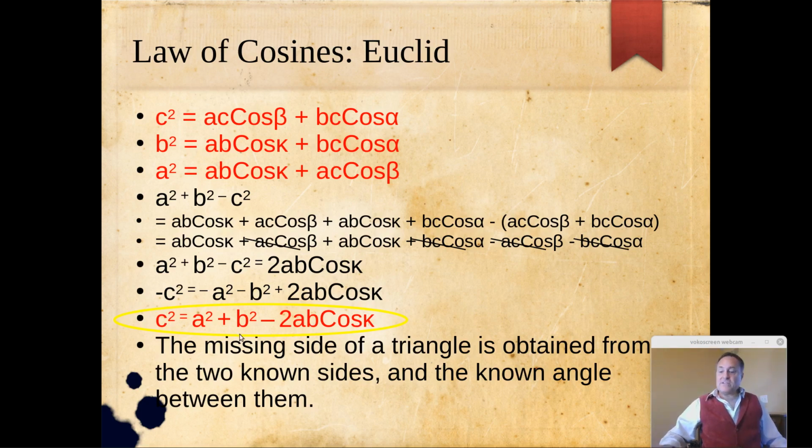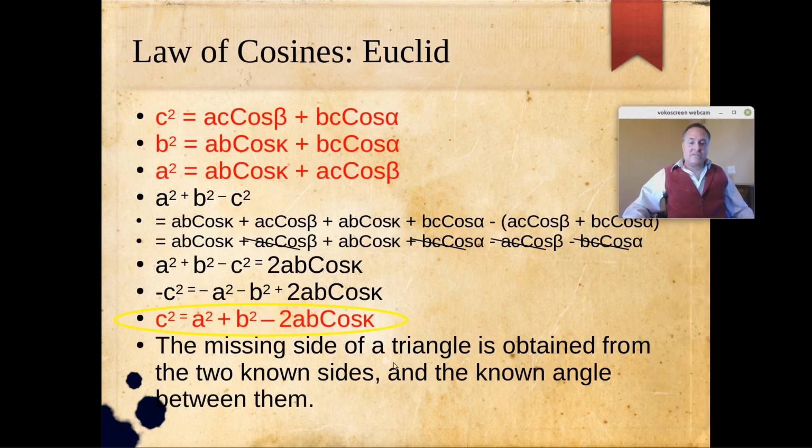It allows us to solve any triangle. It doesn't have to be a right triangle, which is very convenient. It saves us a lot of steps. It allows us to solve any planar triangle if we know 2 sides and the angle between them, okay? It allows us to find the opposite side. So here we say the missing side of a triangle is obtained from the 2 known sides and the known angle between them. That is the law of cosines right there.